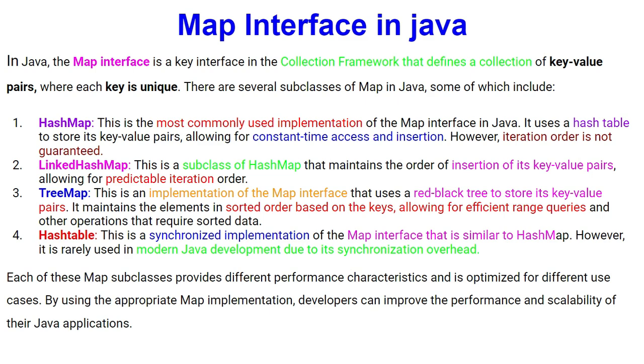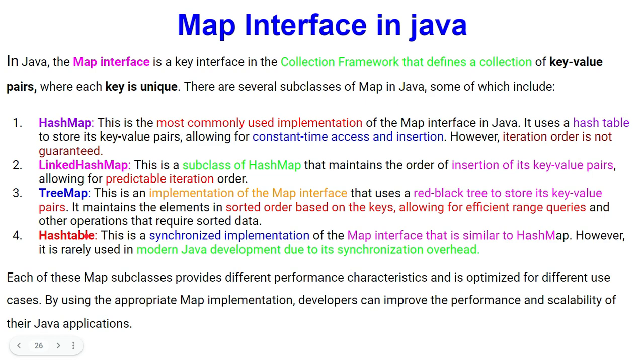Okay, so those we know. Internally, TreeMap is storing the data with the help of a red-black tree to store key-value pairs. It maintains the elements in sorted order. So if you put any data inside this, it will make it sorted. That is the default property of a TreeMap, allowing for efficient range queries and other operations that require sorted data. So one benefit you can get: if you want data in sorted order, you can take the help of TreeMap.